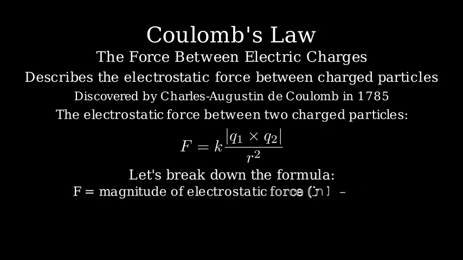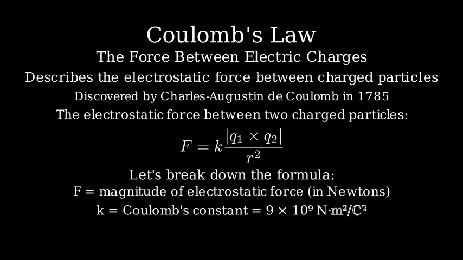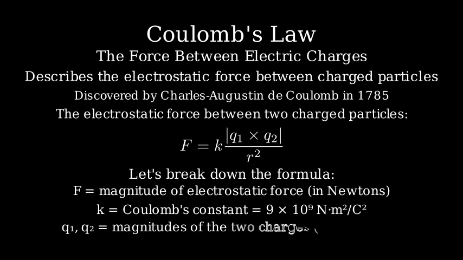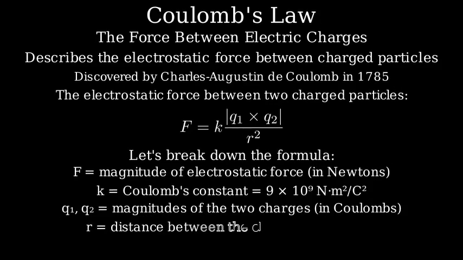F is the magnitude of the electrostatic force between the charges. K is Coulomb's constant, which is approximately 9 times 10 to the 9 Newton meters squared per Coulomb squared. Q1 and Q2 represent the magnitudes of the two charges, and R is the distance between the centers of the two charges. Now, let's visualize Coulomb's law with a simple diagram.